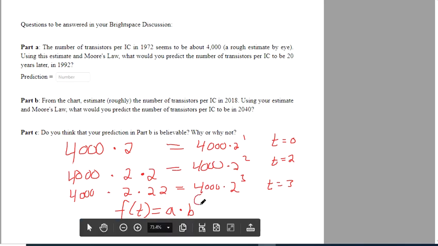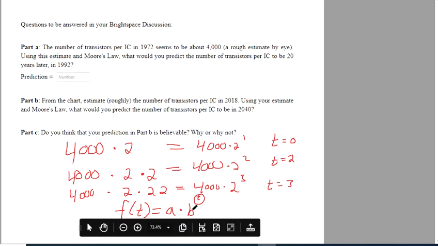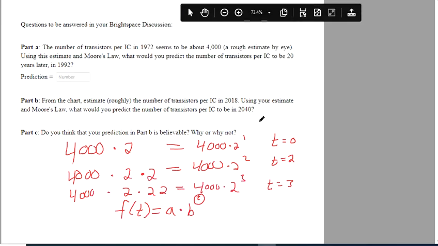Now, the exponent part up here, this is where you're going to have to plug in t, but it's not going to be just t. You need to do something to it. You've got to either multiply or divide by something, because it's not every year that this thing doubles, right? It's every 2 years that it doubles.